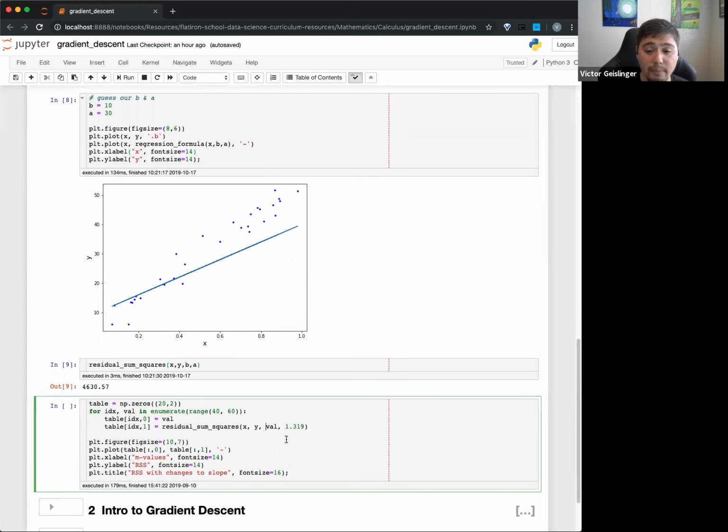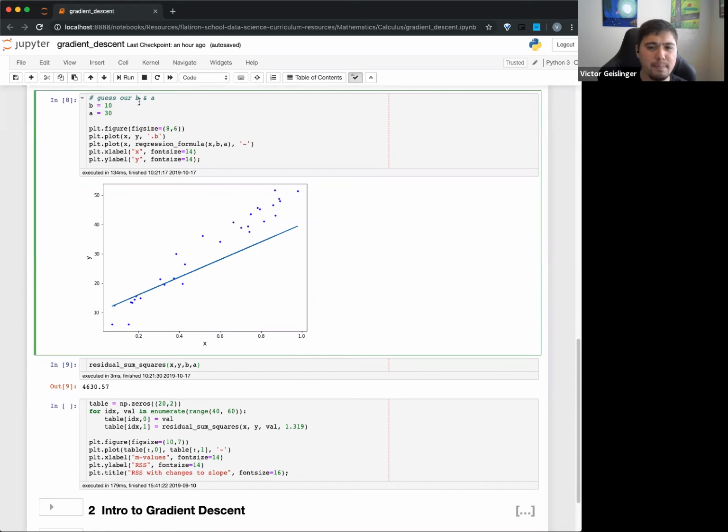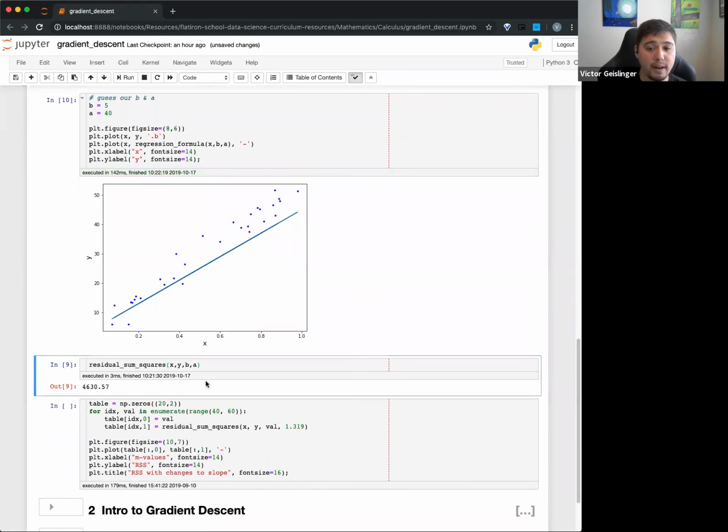All right, anyway, we could just keep doing this. We can keep readjusting, for example, maybe B needs to be a little bit lower. So maybe something like 8, or maybe like 5. And then put something a little bit steeper, let's say like 40, right? And we can do that. Oh, that looks a little bit better, right? And hopefully this is a better regression.